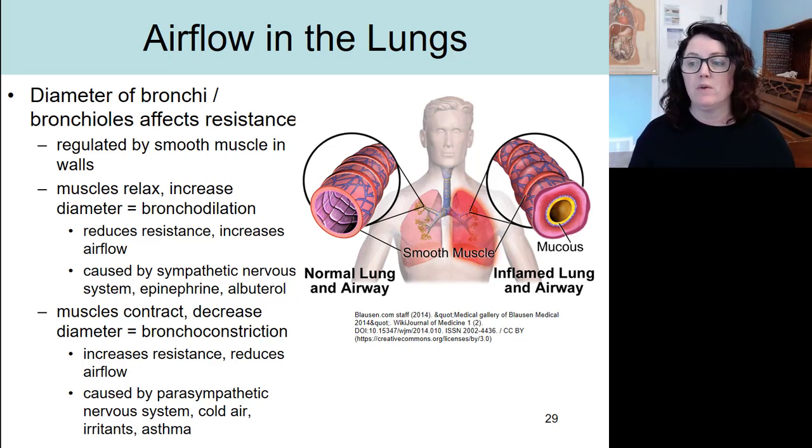And you can see how in the asthmatic bronchiole, those smooth muscles are really tightened, causing that bronchoconstriction. Additionally, we have extra mucus being produced. Looks like we have a thickened wall. All of those things can lead to the problems involved with asthma.